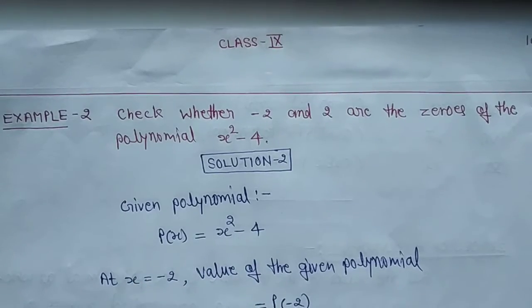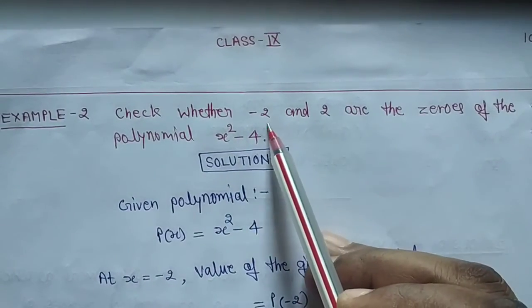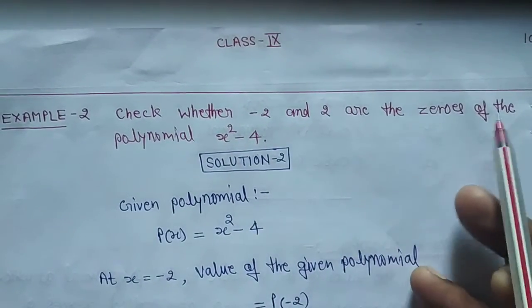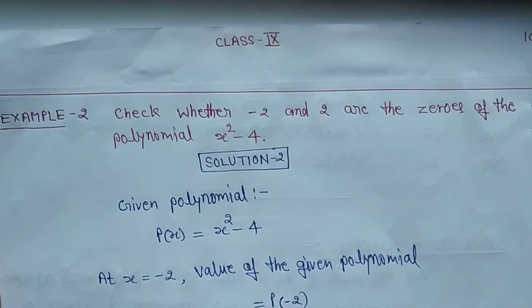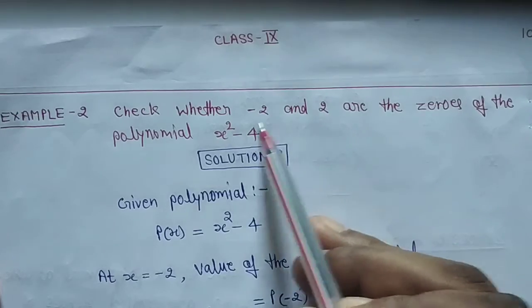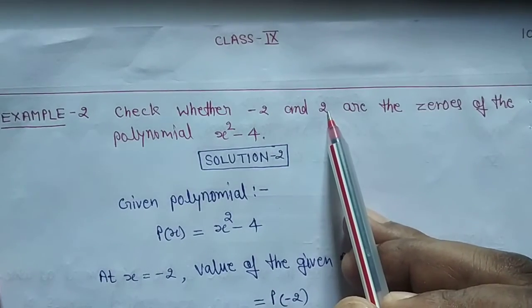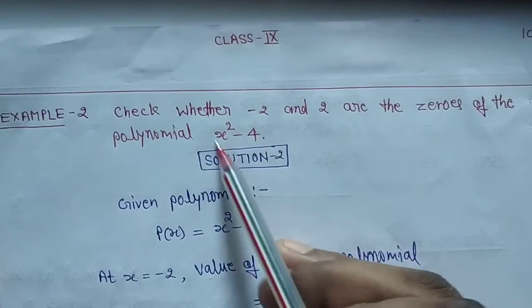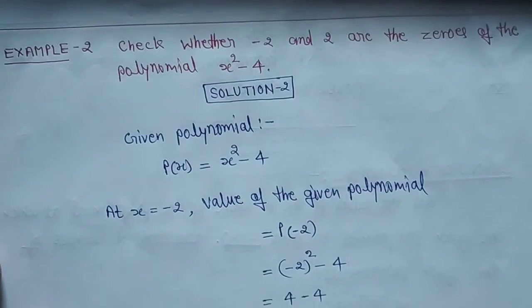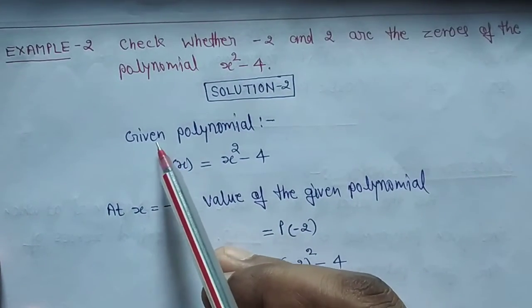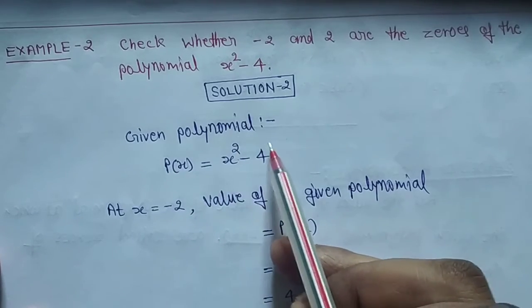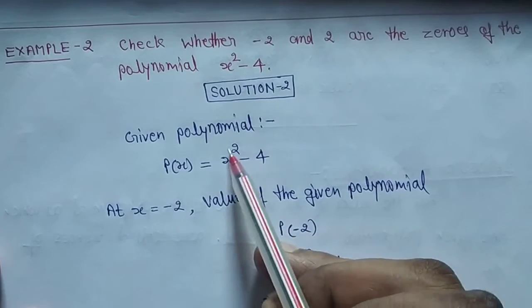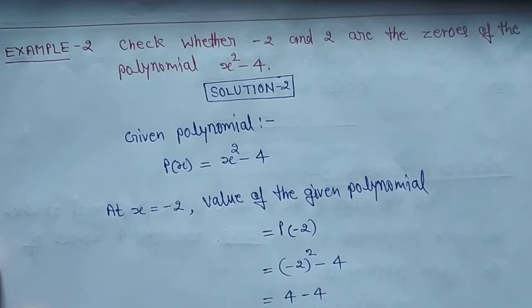This is example number 2. Check whether minus 2 and 2 are the zeros of the polynomial x square minus 4. In this question, we will check these two values of x are 0 of this polynomial or not. So, given polynomial is p(x) is equal to x square minus 4. So, we can write this polynomial in the form of p(x).